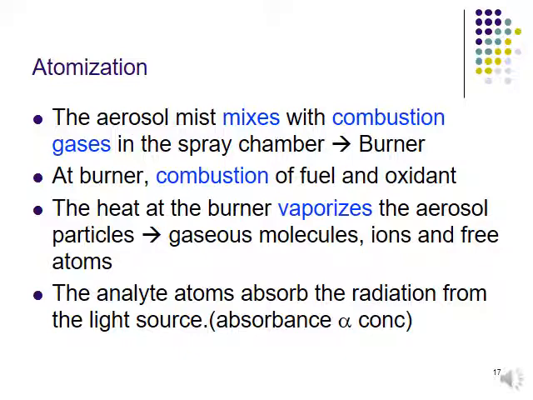To pass through the monochromator and after that through the detector. Next, the annular atom absorbs the radiation from the light source. That's why you can see the absorbance is directly proportional to the concentration. From this relationship, you can see that it obeys the Beer-Lambert law.